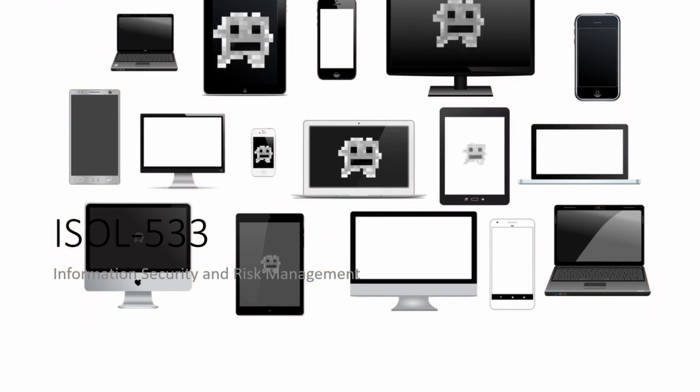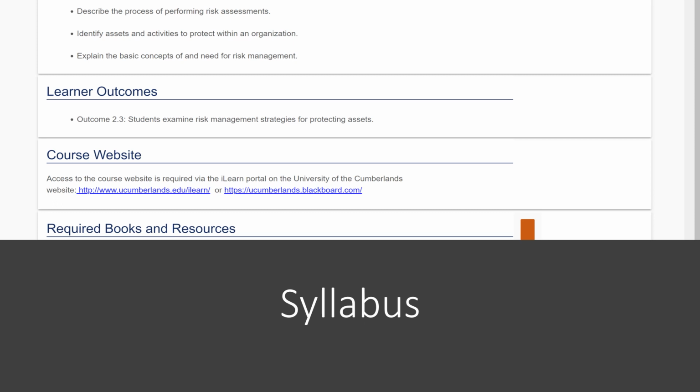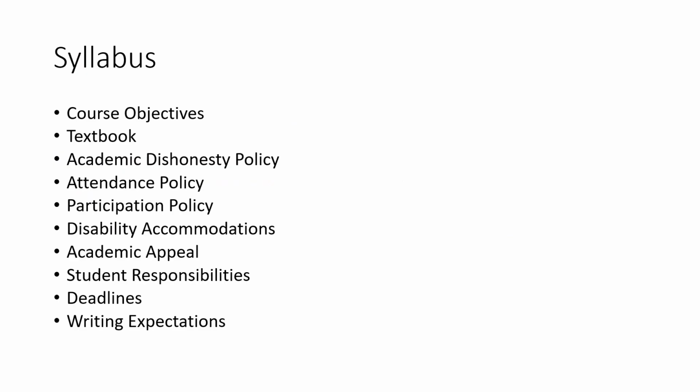Let's walk through the syllabus. Upon completion of this course, you will be able to describe the components of an effective organizational risk management program, describe the process of performing risk assessments, identify assets and activities to protect within an organization, explain the basic concepts of need for risk management. The learner outcome is for students to examine risk management strategies for protecting assets.